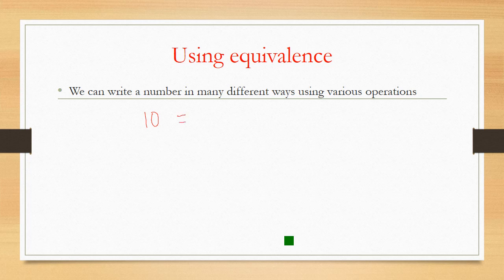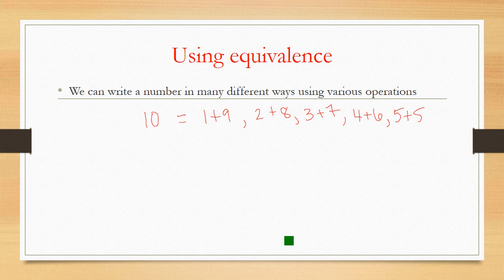So we can write the number 10 in different ways. If we want to use addition, we can write the number 10 as 1 plus 9. We can write the number 10 as 2 plus 8, 3 plus 7, 4 plus 6, or 5 plus 5. All of these are equivalent values. They're equivalent because they have the same value.